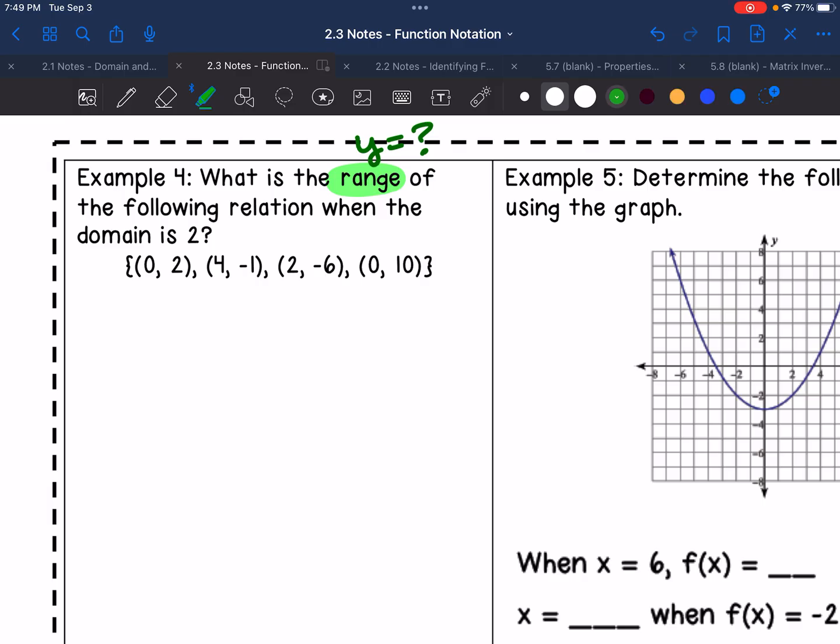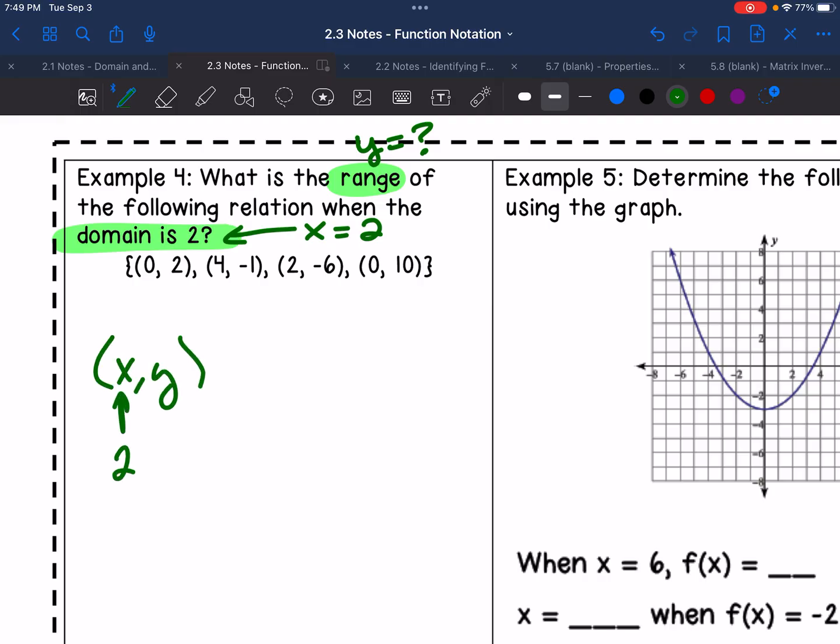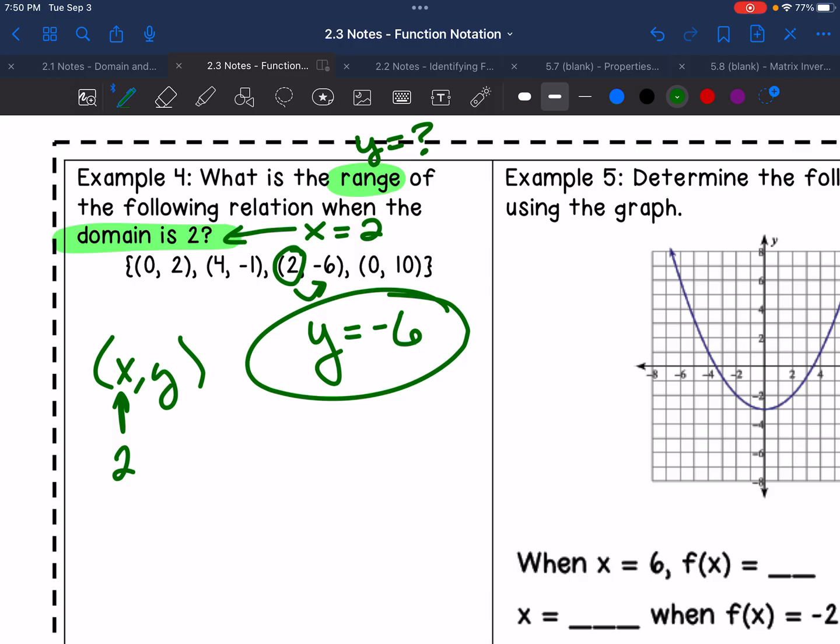When the following relation has a domain of 2. So this right here is telling you x equals 2. So what I'm going to do is I'm going to look at my points. Remember, in your points, the first number is x, the second number is y. So I'm looking for when this is a 2 for my first number. And I can see that here. So when that is a 2, I can see that y equals -6. Okay? So that's my range. My range is -6. So you can write it as y equals -6, or you can just have a -6.